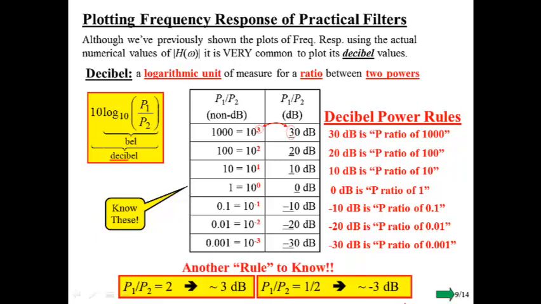And then another rule to know is that when the ratio is 2, we're talking about it's roughly 3 dB. Not exactly, but it's close enough. Everybody just says 3. And when the ratio is a half, it's negative 3 dB. So these are things that you should know.